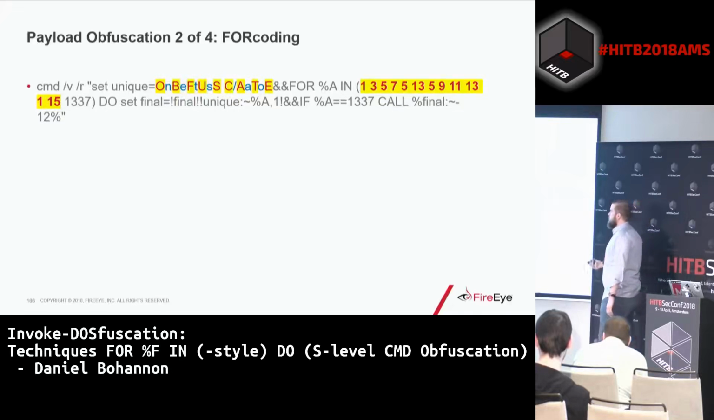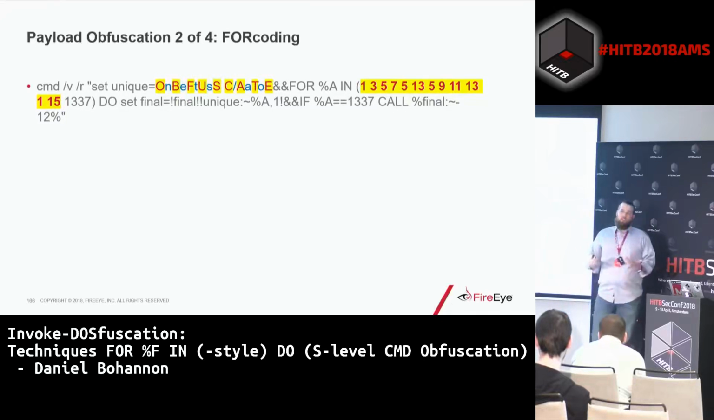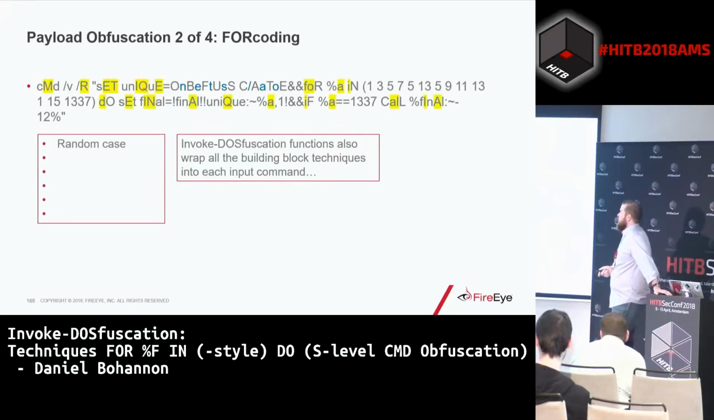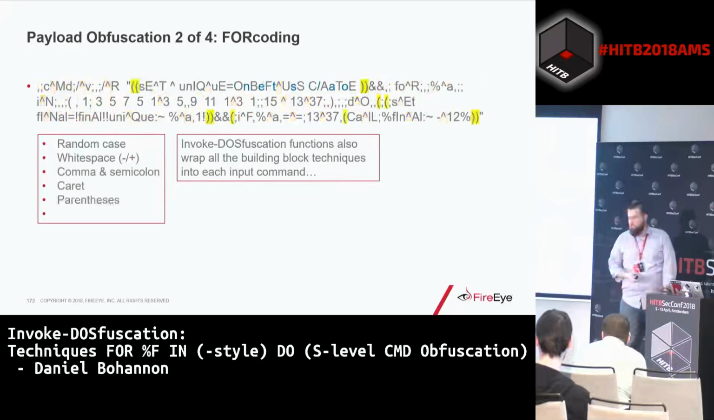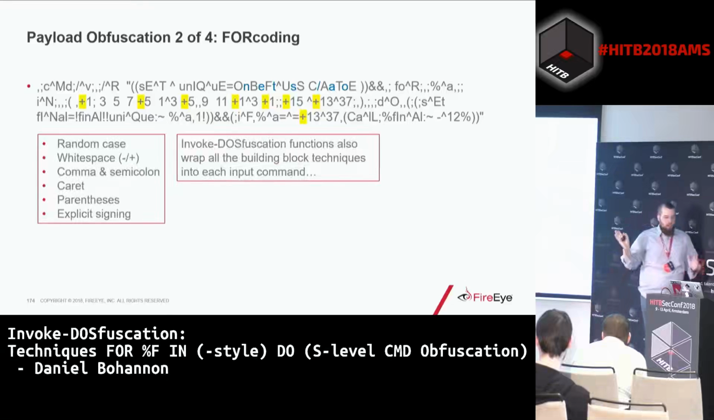And what we can do to make it even more obfuscated is add a lot of extra garbage characters in there, and then update our index values, and it will still reassemble it, no issue. And as with the previous example, we can wrap all of the underlying character insertion techniques in. So we can add randomized casing, removing white space, adding white space, commas and semicolons, carets, parentheses, and explicit signing, positive or negative, for all the index values.